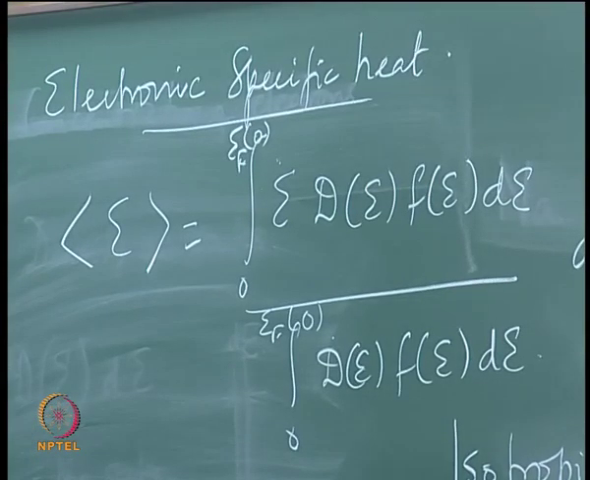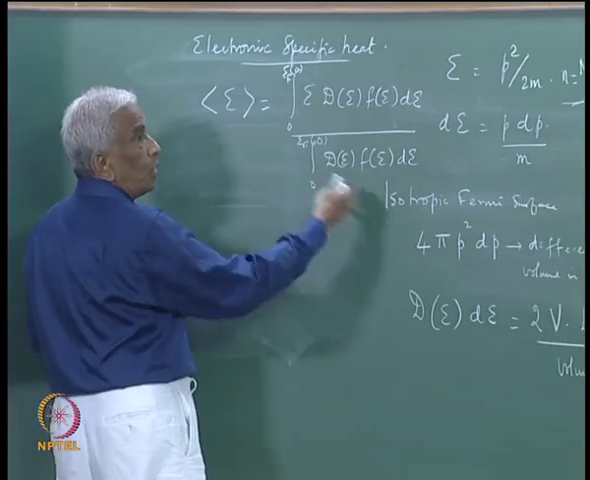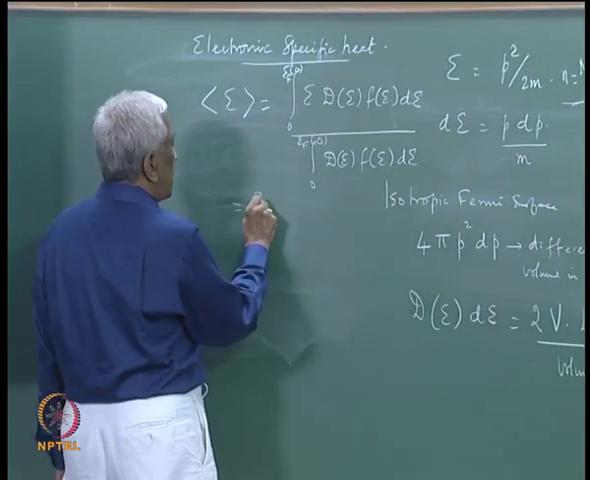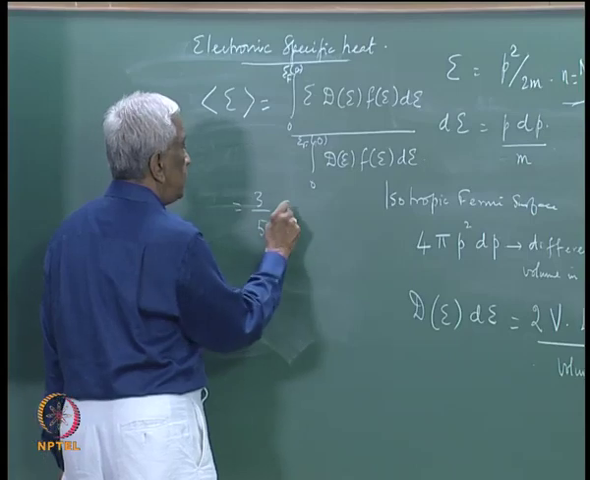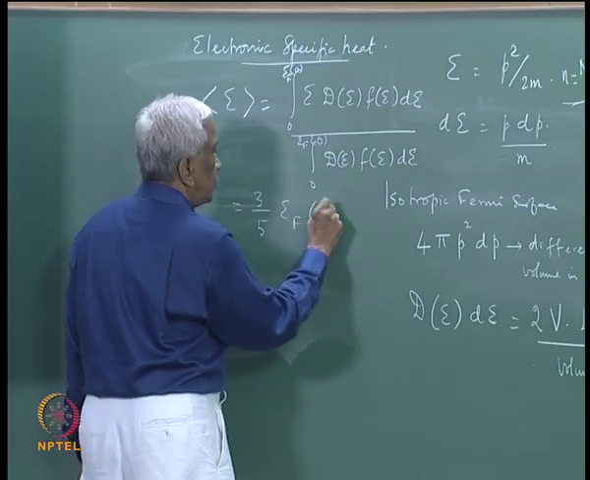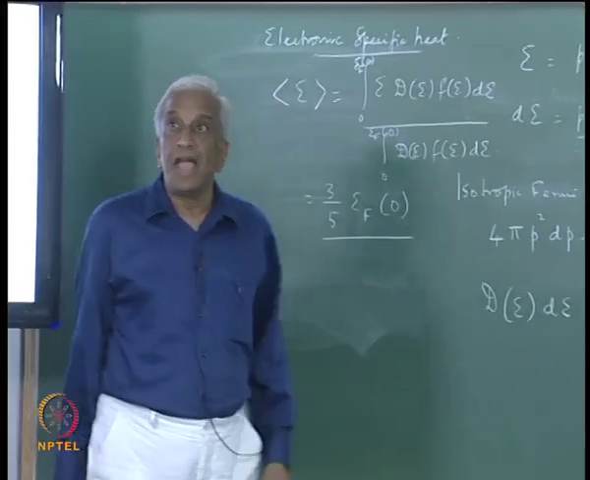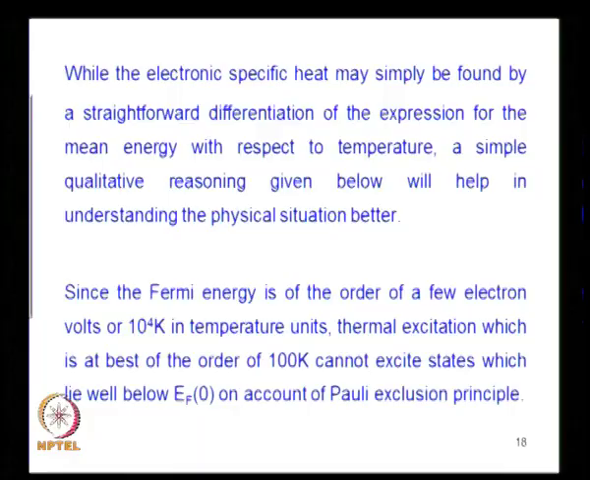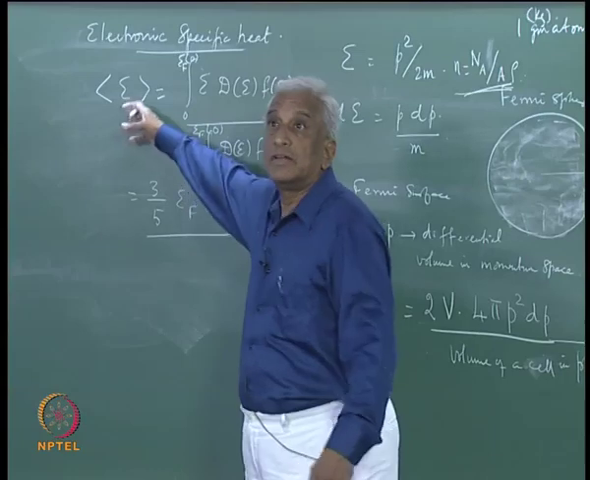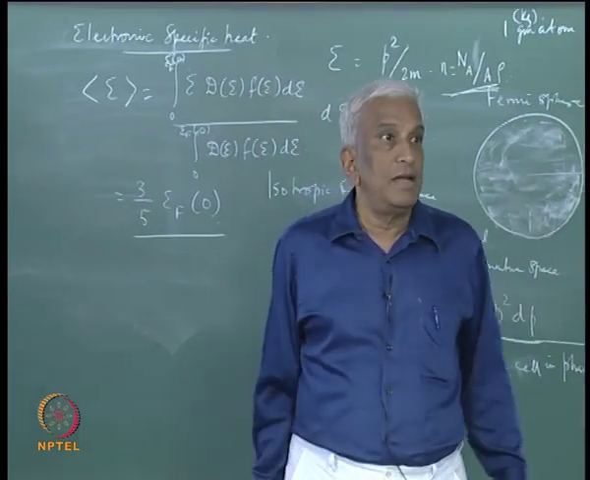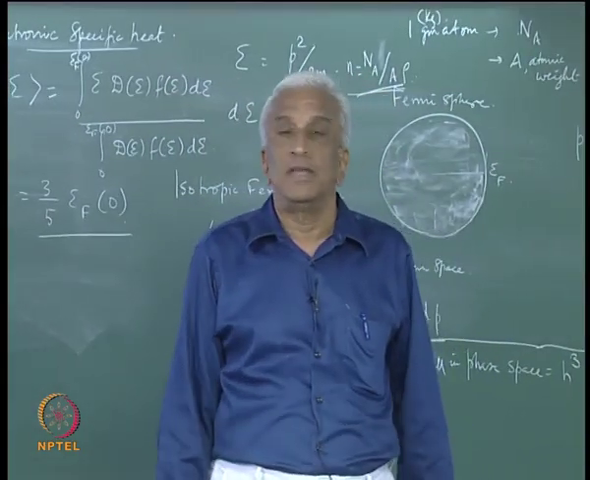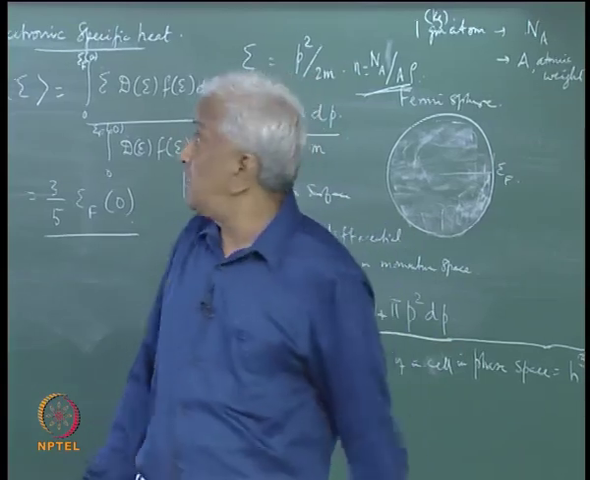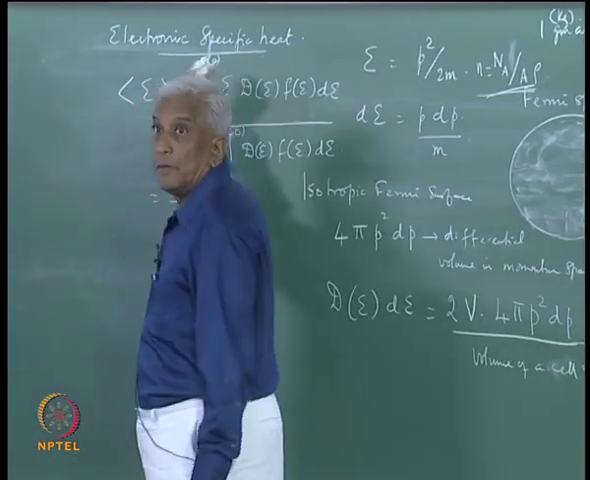So, going by the same procedure, we arrive at the result, this is 3/5 of E of 0. The average energy is 3/5 of the Fermi energy at absolute 0. Now, having got the average energy, we can simply differentiate this expression for the mean energy with respect to temperature. That gives you the electronic specific heat.